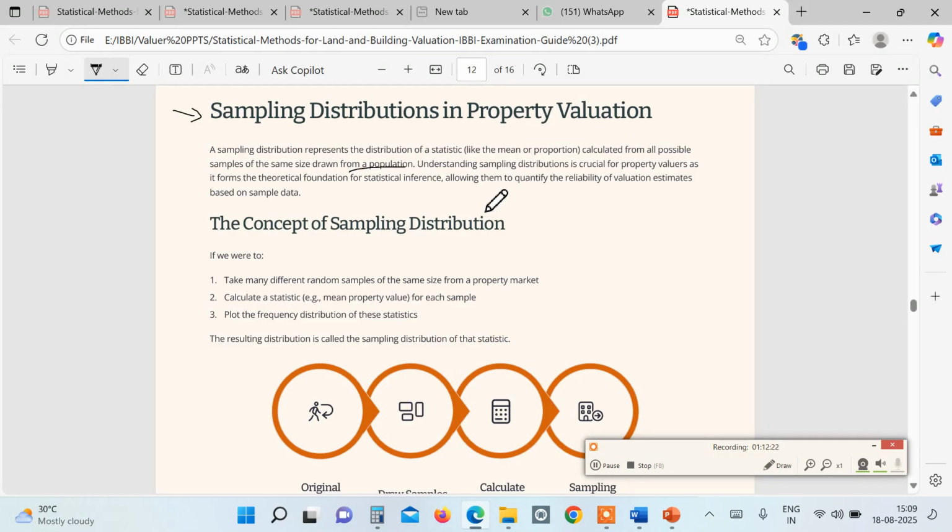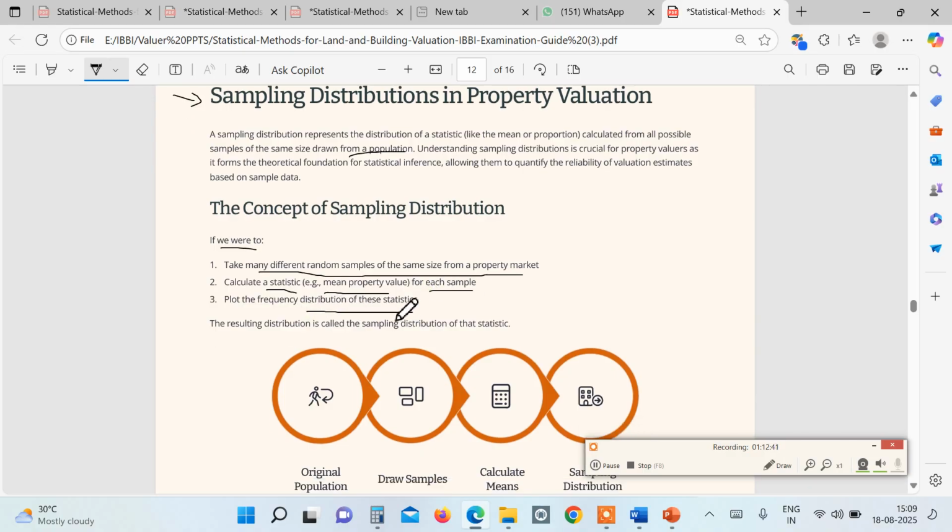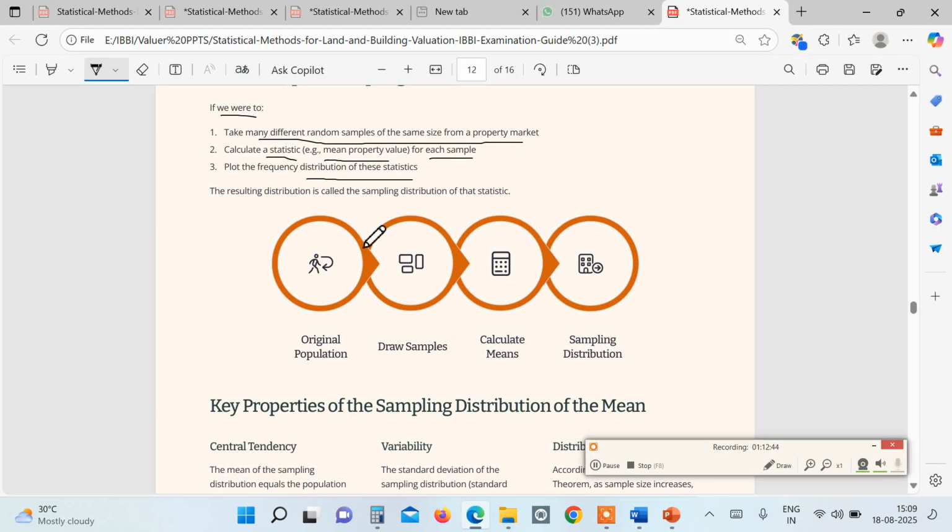The concept of sampling distribution is, if we are to take many different random samples of the same size from a property market, we calculate a statistic, for example, mean property value for each sample, and plot the frequency distribution of these statistics. The resulting distribution is called the sampling distribution of that statistic. Means, first you have a regional population, you draw the samples from them, you calculate the mean of these samples, and then you carry out the sampling distributions.